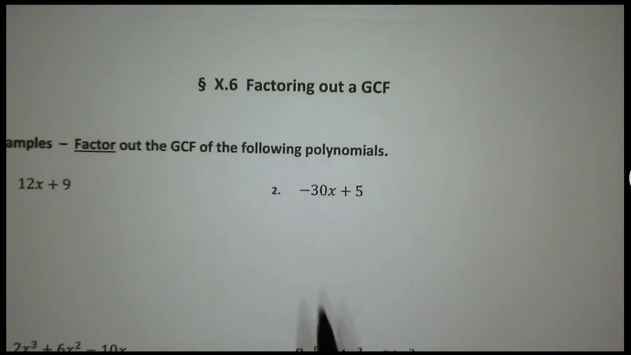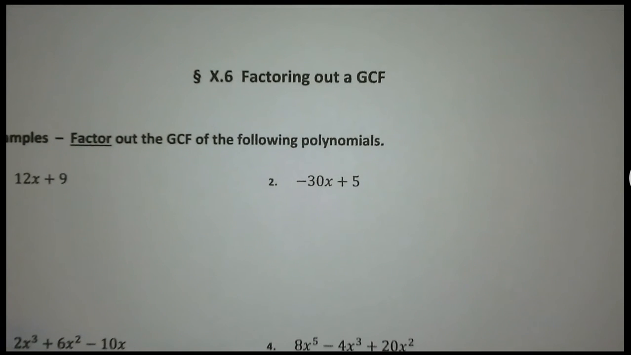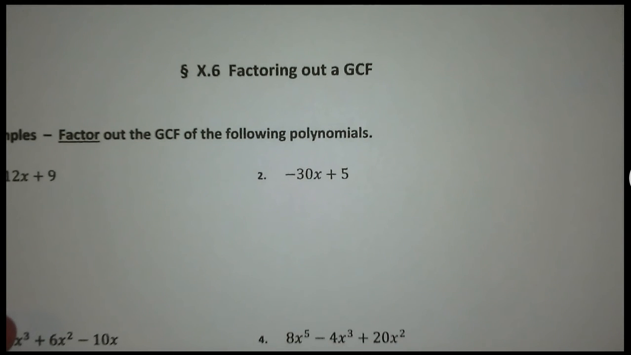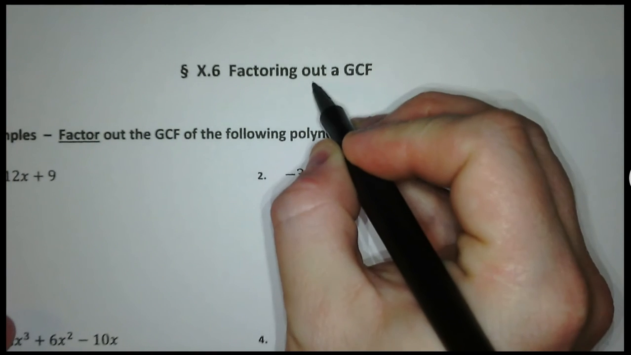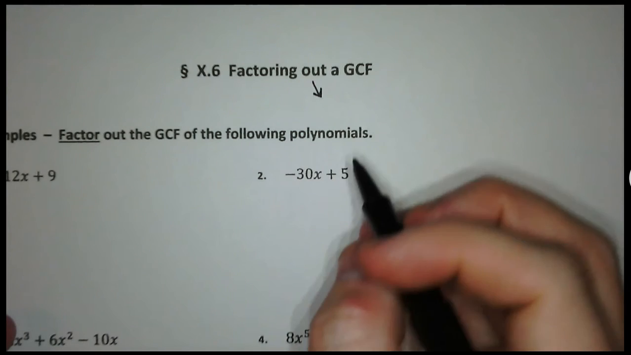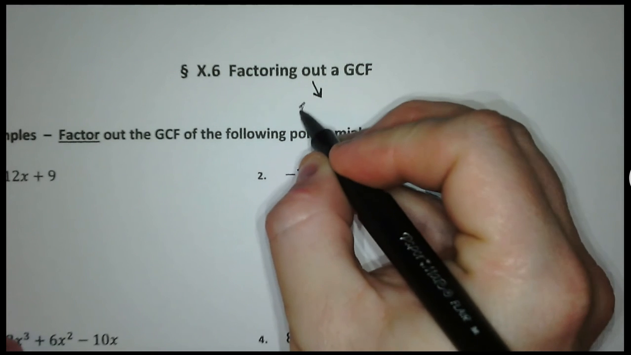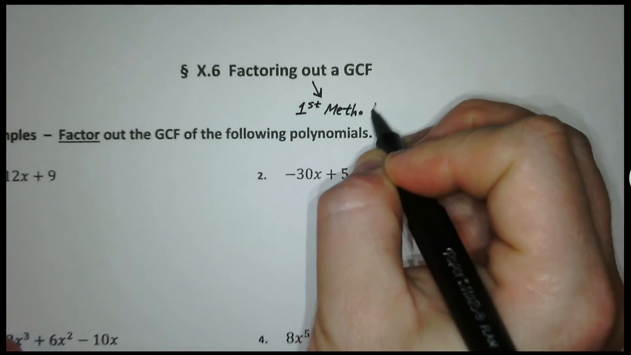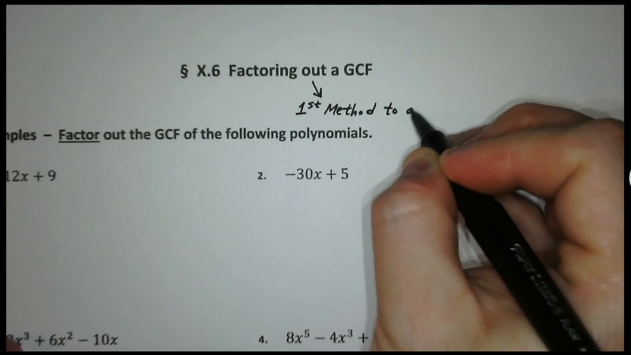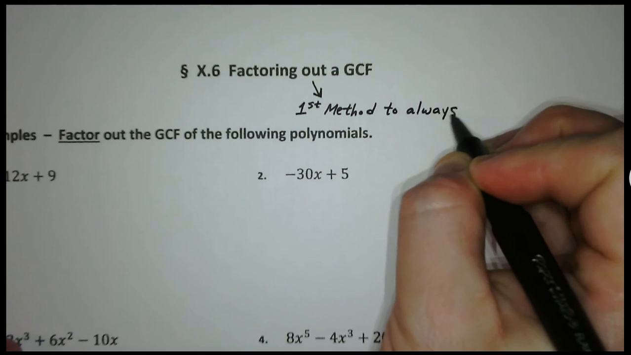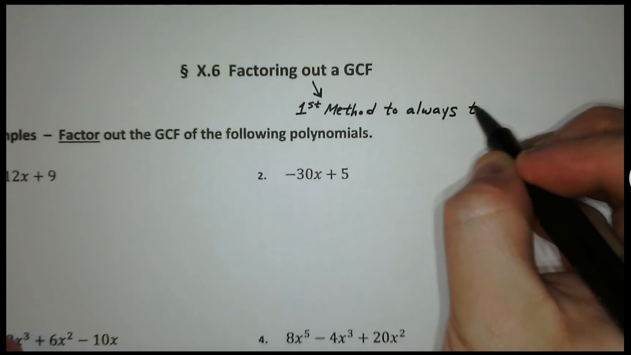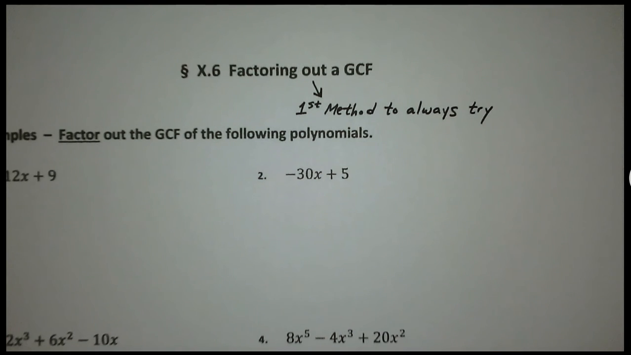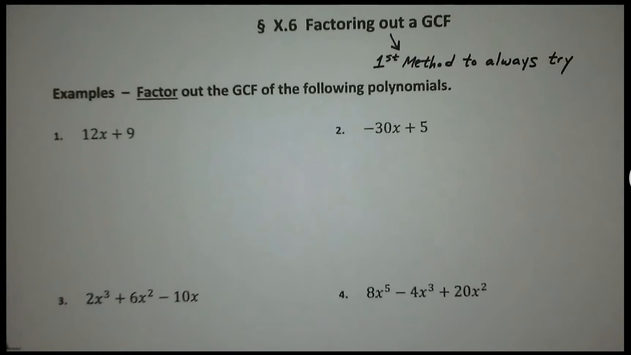And I want you to write something down. Once again, whether it's on this very handout that you were able to print out or just on separate paper, factoring out a GCF, I want you to write this down, is the first method to always try. In other words, it's like plan A. So here's how it works.